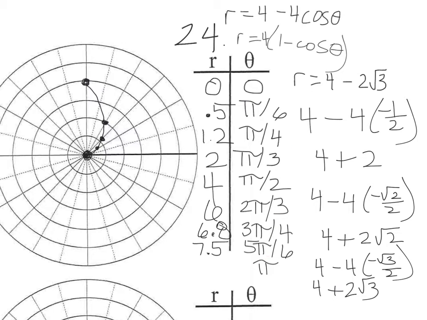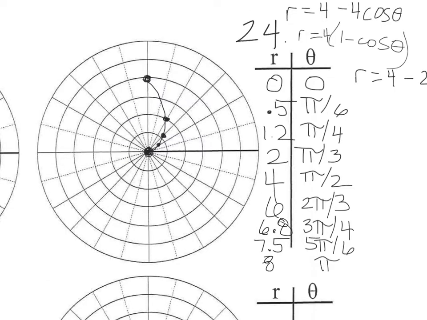Next, we plug in pi in for here. Cosine of pi is negative 1, and negative 1 times the negative 4 is a positive 4, so now you have 4 plus 4, which is 8. This is super interesting, what we're getting here. So let's go ahead and take a look at what this looks like when we graph it.